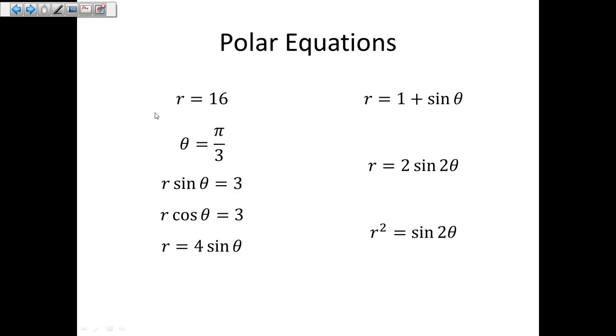Now these equations over here are going to be some special cases. We're going to change these to rectangular coordinates so that they look like what we're used to.